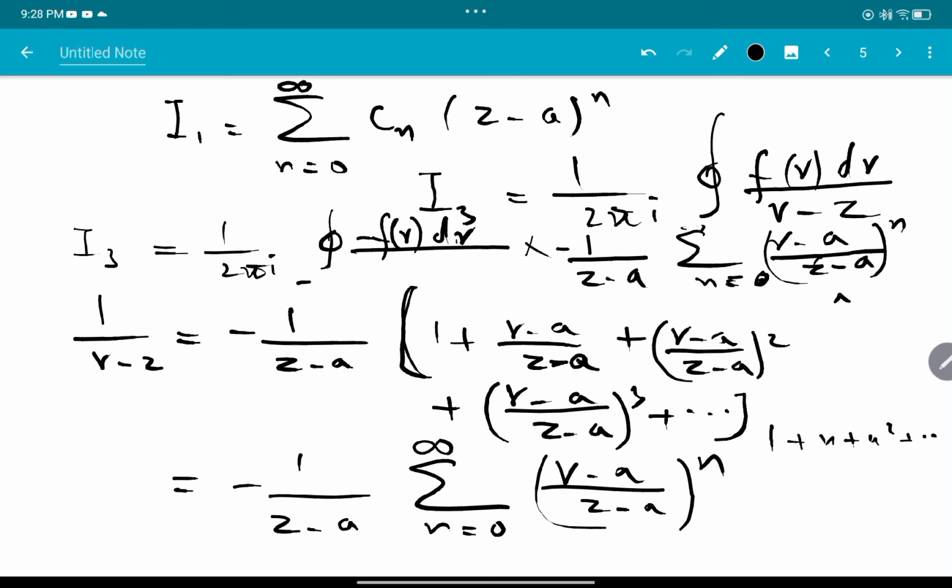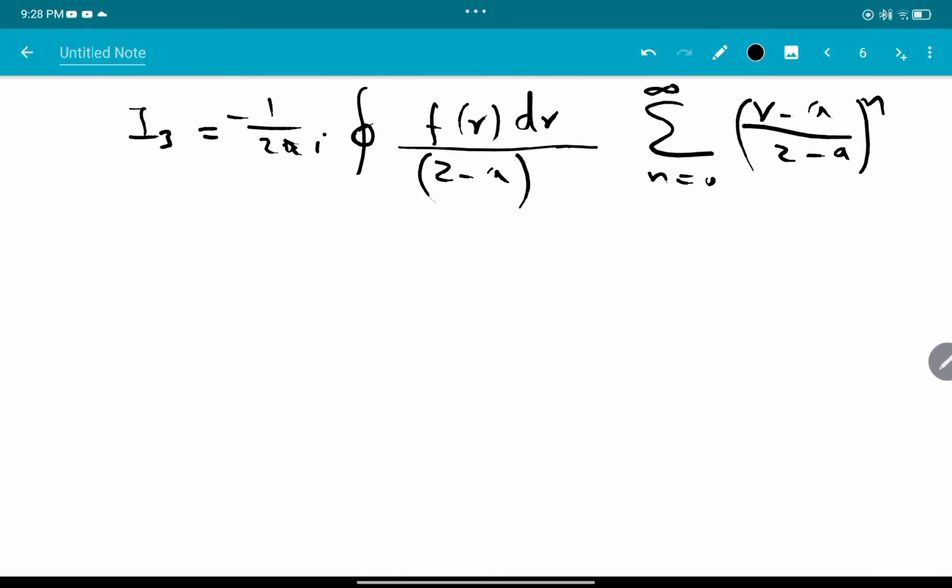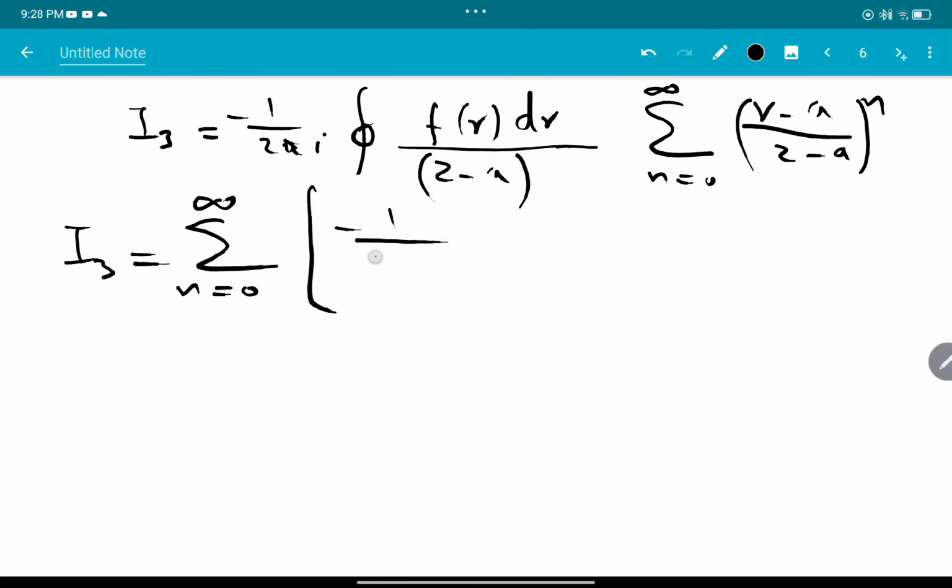Now you will take this summation out, as we did in the previous case. I3 is equal to the sum from n equal to 0 to infinity of the bracket: minus 1 by 2 pi I, then the integral of f gamma d gamma divided by, now I can combine this, Z minus A raised to n plus 1.